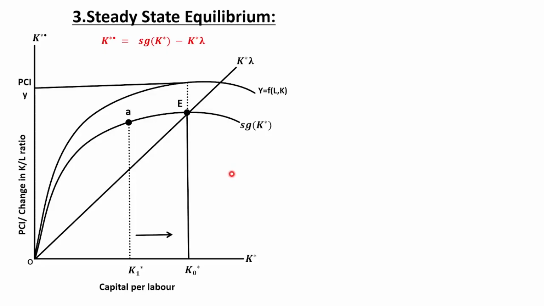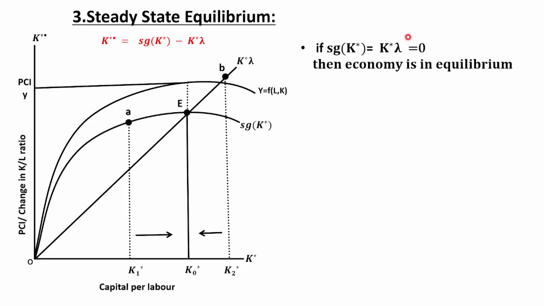Okay, now let's have another situation. Let's suppose that we are at point B where required investment is greater than actual investment. This means the point is also a disequilibrium point. Here at point B, every labor is getting very little capital, which decreases the production level and output, and automatically it brings the economy from point B to E as shown by the arrow. So this is how the economy attains automatic steady state equilibrium under the Solow-Swan model.